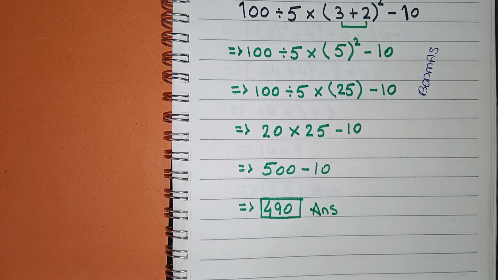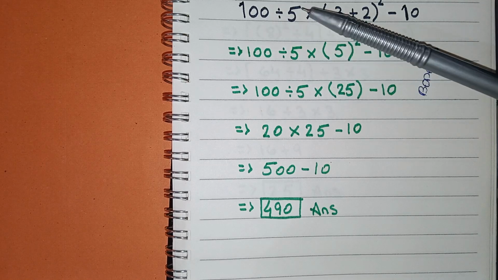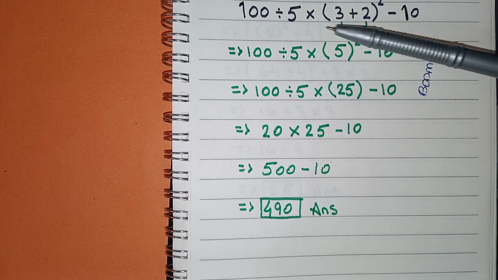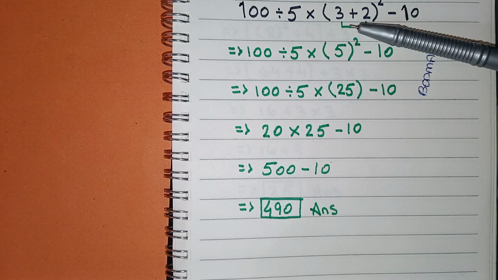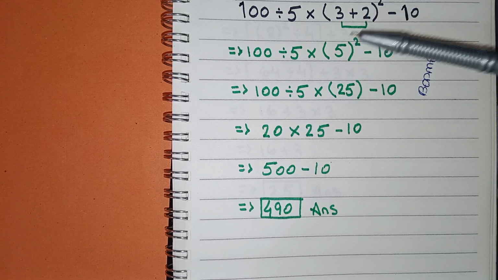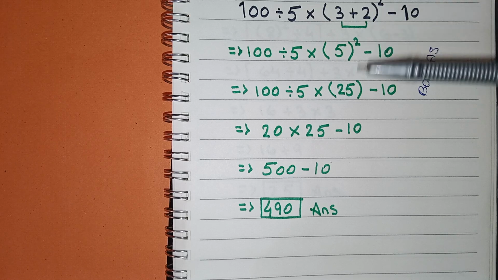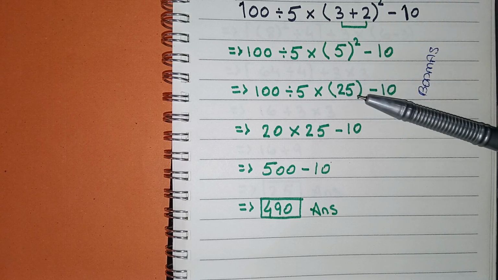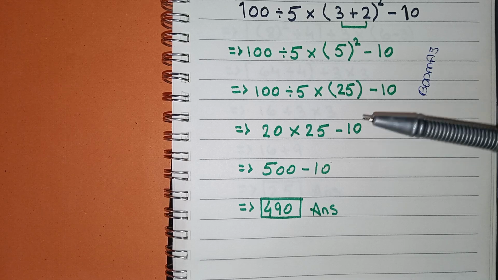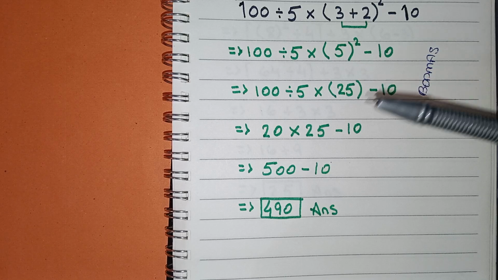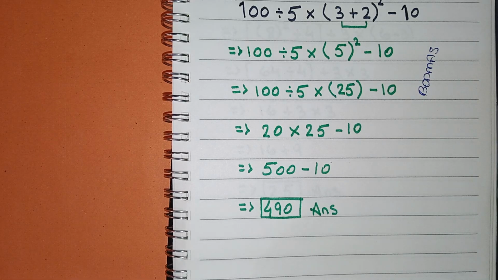This is the correct method. Many people firstly solve 100 divided by 5, which is 20, and then they solve 3 plus 2, which is 5, and then 5 squared, and they get 25. Then they solve 25 minus 10, which gives 15, and 15 multiplied by 20, and they get the wrong answer. This is the correct method to solve according to the BODMAS rule, and PEMDAS also says the same.